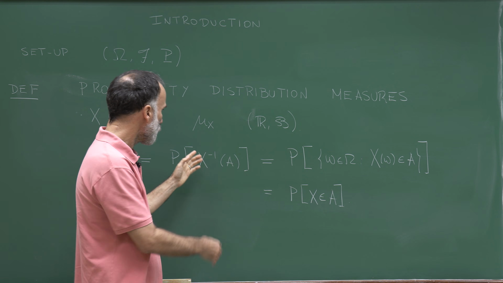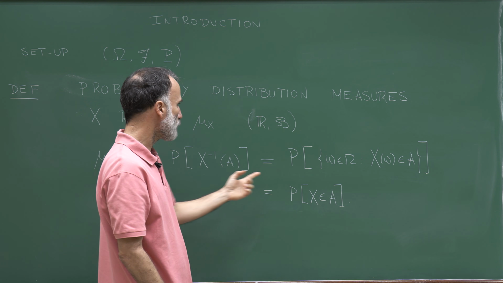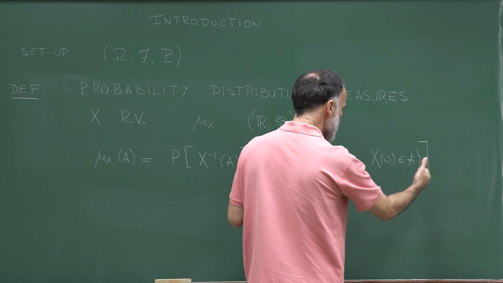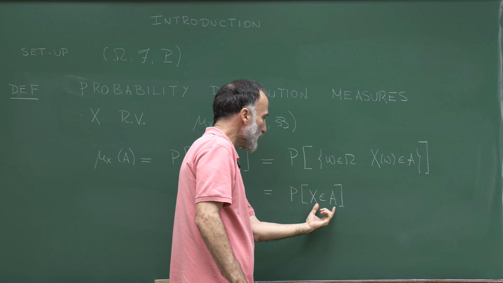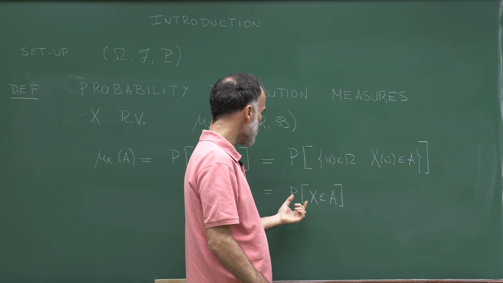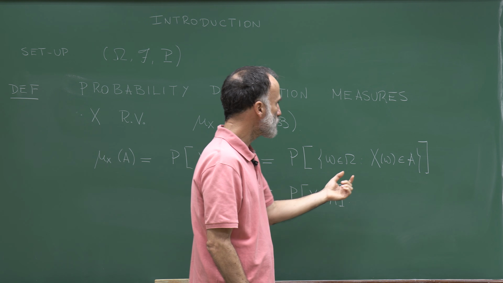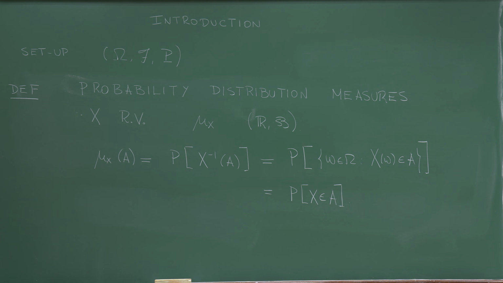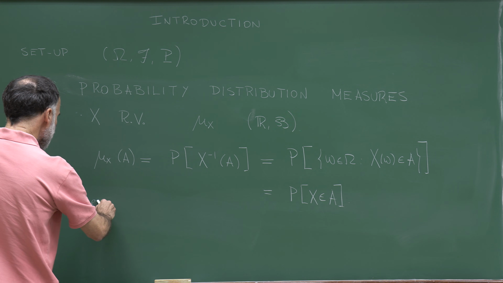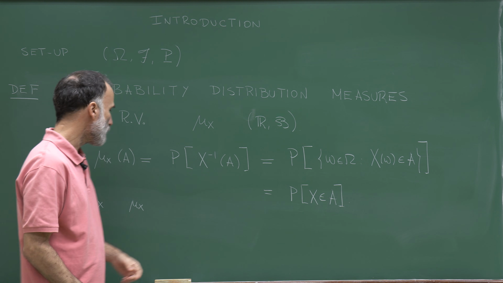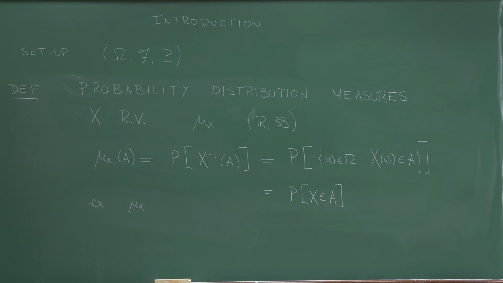And what this set means, let me recall, is just the set of omegas for which X of omega belongs to A. So instead of writing this long expression, I will just denote it simply by the probability that X belongs to A. So when I write this formula, I mean that I'm computing the probability of the set of omegas such that X of omega belongs to A. And as I said, this is well defined because X is a random variable. Now I ask you to show, as an exercise, that indeed mu X is a probability measure defined on the Borel sets of R. And this is what's called the probability distribution measure associated to the random variable X.